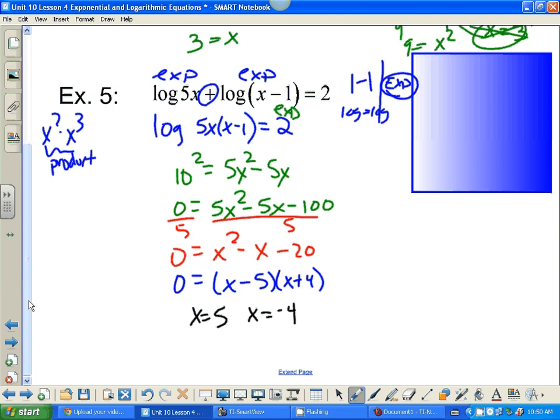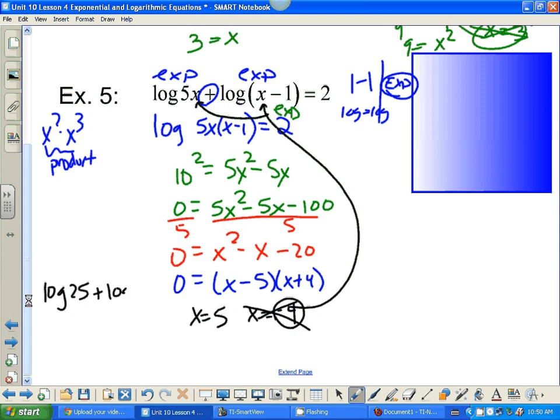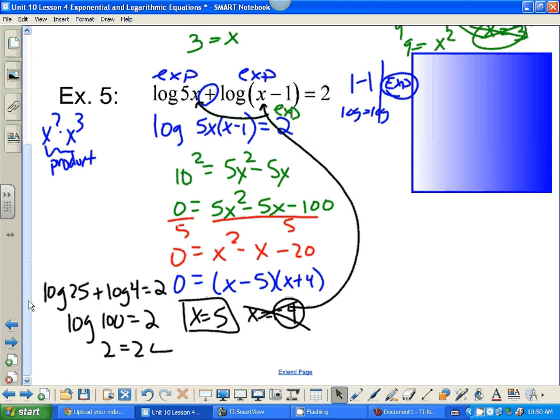But we need to check our answer. Certainly, if I put negative 4 back into either of those places, it's going to cause me to take the log of a negative number. So that's clearly extraneous. And then if I take the log of 25 plus the log of 4, will that equal 2? Well, this would be the log of 100, and certainly 2 is equal to 2. And life is good.